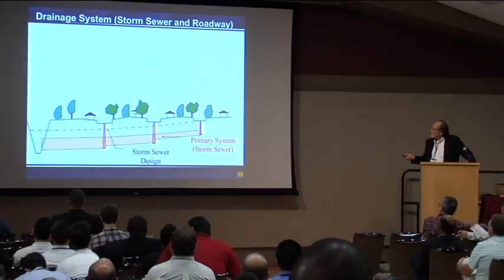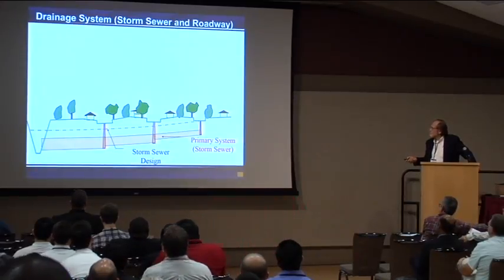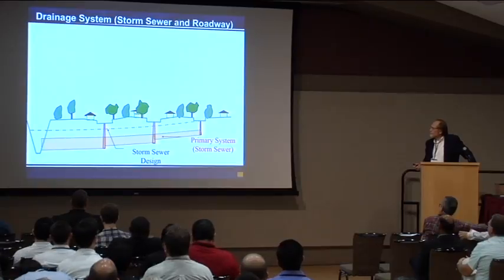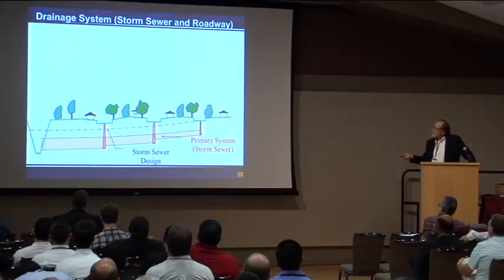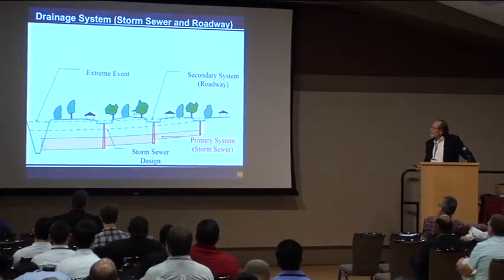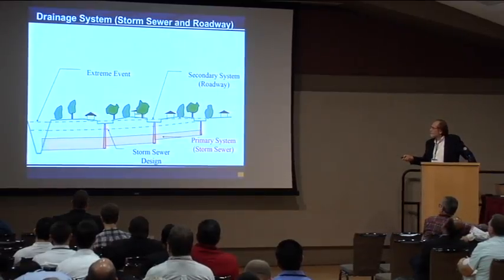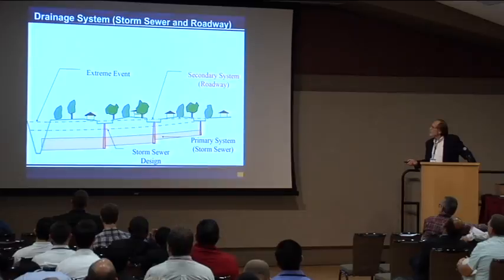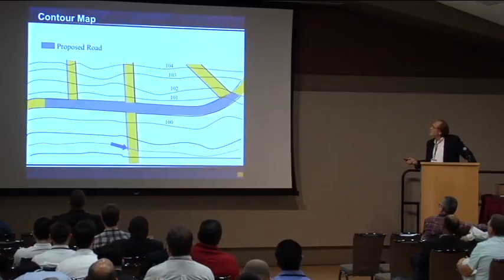You can see that we actually have the storm sewer, which is what we call the primary system. It's designed typically for the 2-year to 10-year event. And then during the extreme events, or let's say if the storm sewer becomes plugged or is unable to flow, then your streets will actually take over and convey the flow to your outlet point. Okay? So the streets would be considered our secondary system.